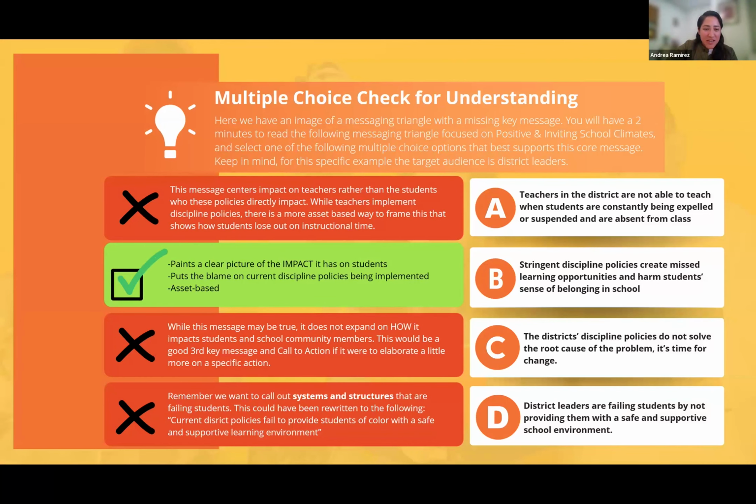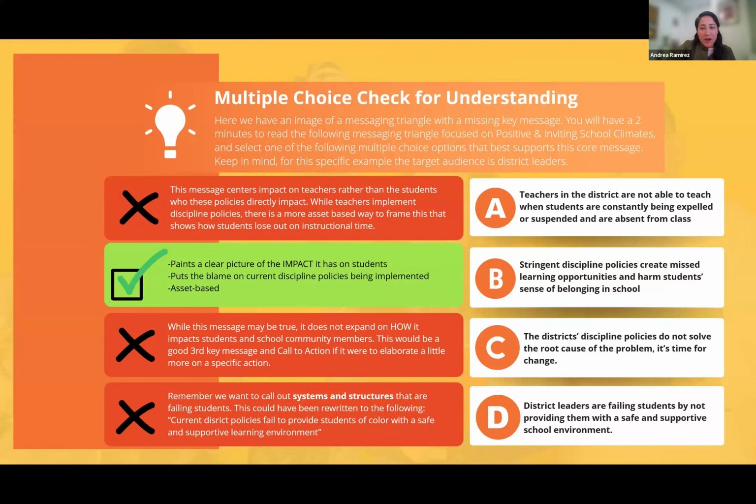So the answer was actually B, and we can go through step by step why the other ones might not have been the best fit. So answer choice A, it centers the impact on teachers rather than the students who these policies directly impact. So while teachers are the ones implementing discipline policies, there is a more asset-based way to frame this that shows how students lose out on instructional time.